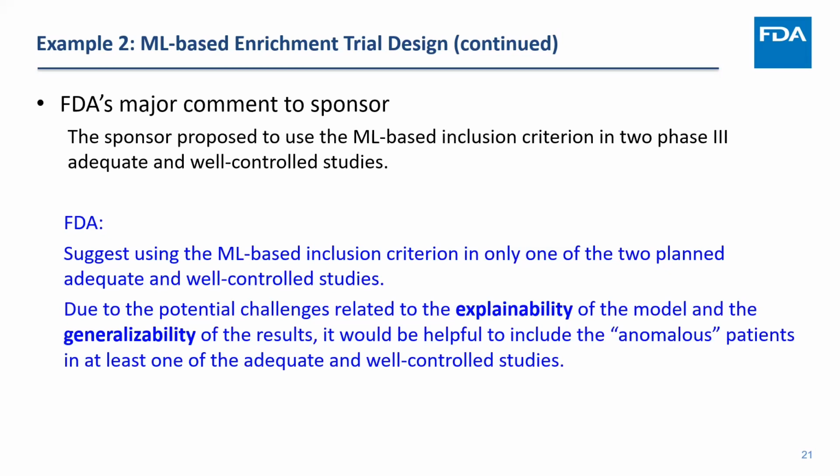So here are the comments we gave. They plan to apply the machine learning based inclusion criteria to two phase 3 studies. Our suggestion is that they use it in only one of the planned studies because there are potential challenges, for example, generalizability. So it will be helpful to include the abnormal patients in at least one of the adequate and well-controlled studies. It's a balanced risk of the model, right?